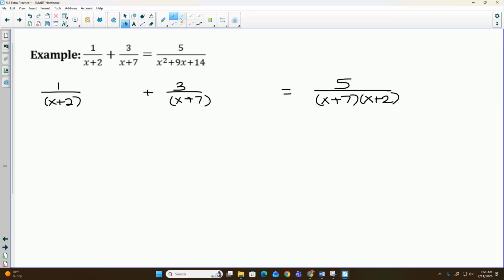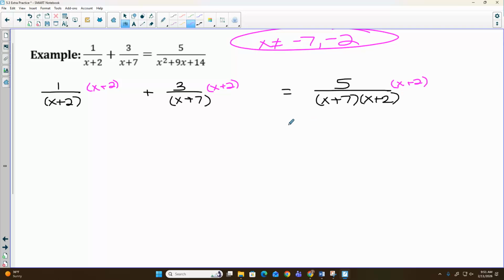So what can x not equal? So the first fraction, if we want to cancel that, everything has to be multiplied by x plus 2. That cancels this and this, but it didn't get rid of all of my fractions. So what else do I have to multiply by? X plus 7. That cancels this and this.